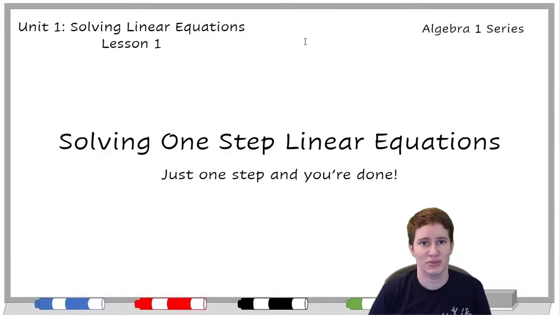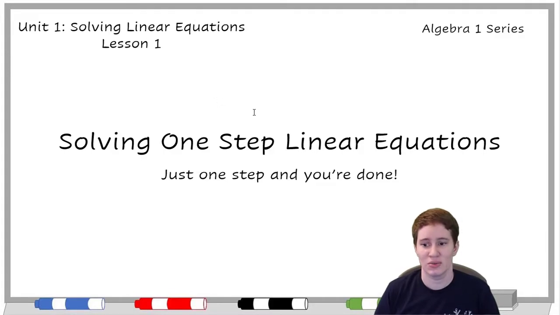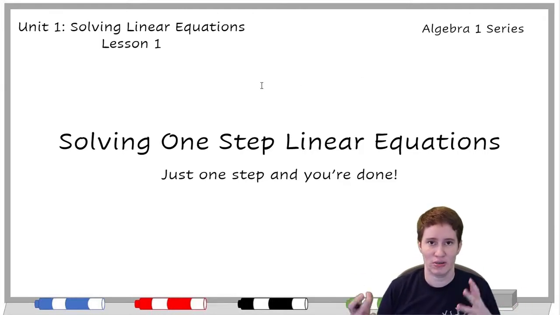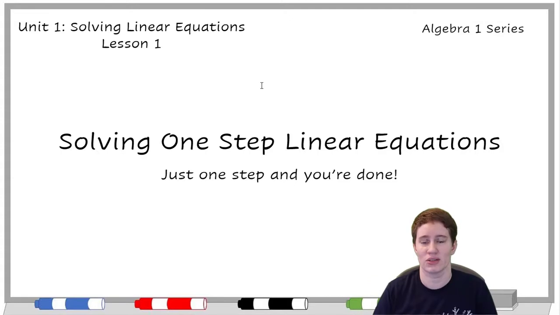Hey there, welcome to lesson 1 of Algebra 1, solving one-step linear equations. Pretty excited for us to get started with this. So I'm creating my own Algebra 1 course. That's my goal right now.